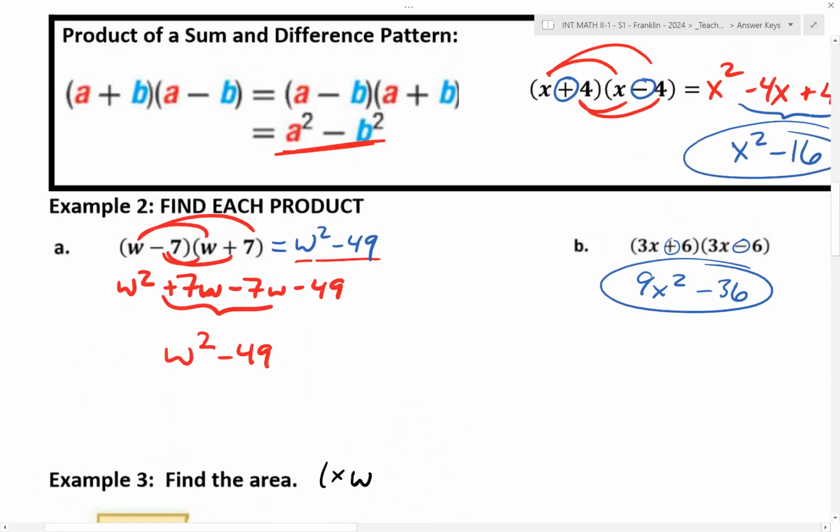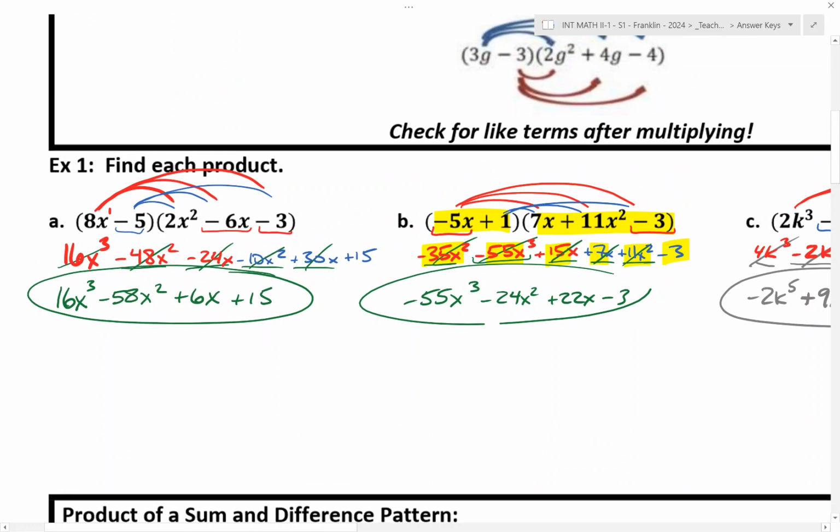All right, so just remember, use the distributive property. Make sure that you multiply carefully so that your exponents are correct, and then just simplify by combining like terms.